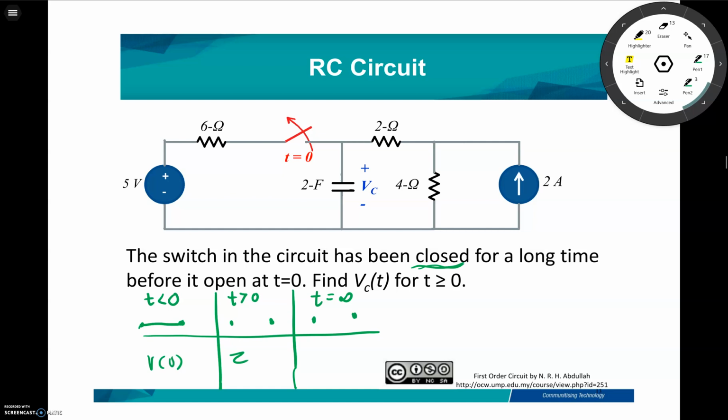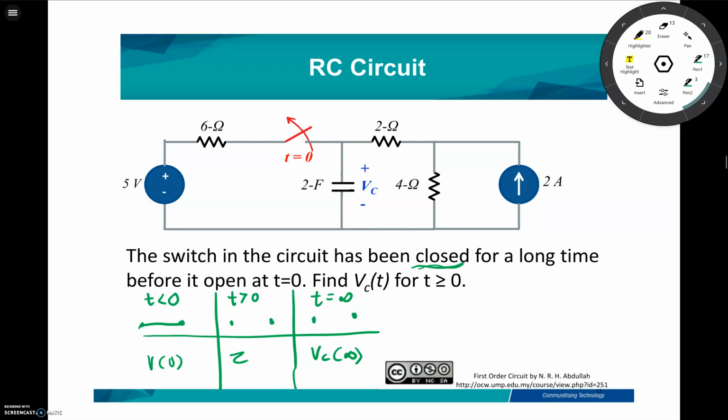And then for t more than 0 till infinity, the switch is open for a long time, and then it will start to maximize charging. And what you can determine from this area is the value of Vc infinity, where the capacitor will be open.